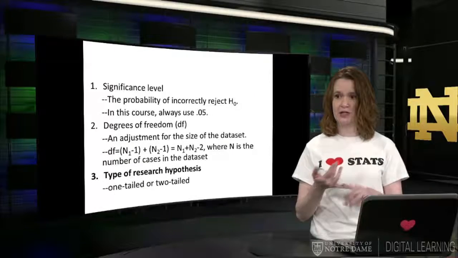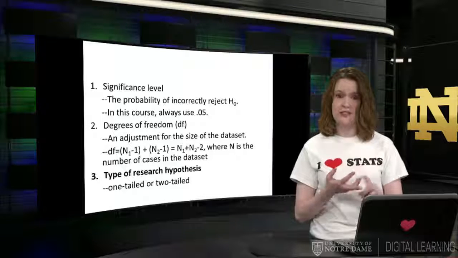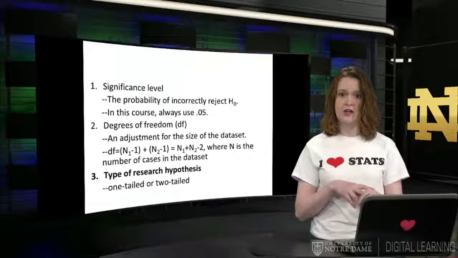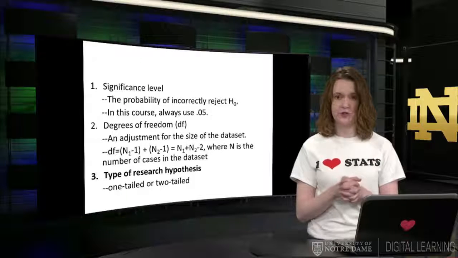Okay, so we have what we need. We need 0.05 significance level. We need to know that we have a one-tailed test, and we have a degree of freedom of 20. That's 12 plus 10, 22 minus 2. So we have a degrees of freedom of 20.